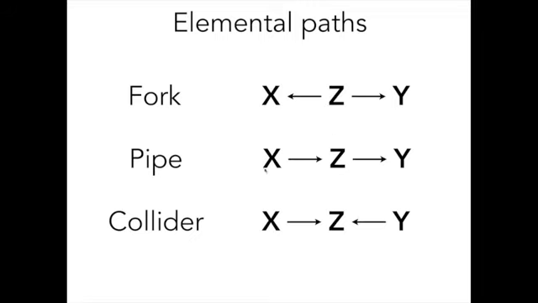The pipe: causes flow in one direction among the variables. So we have some variable X. Again, these names aren't meaningful, they're arbitrary, but some variable X influences an intermediate variable Z, which in turn influences Y. So it's a pipe because causes flow.